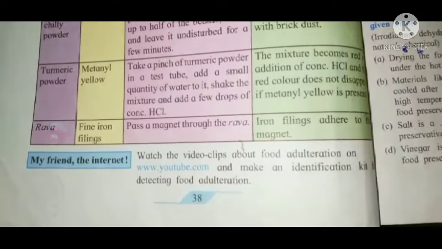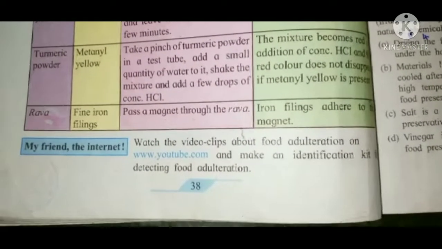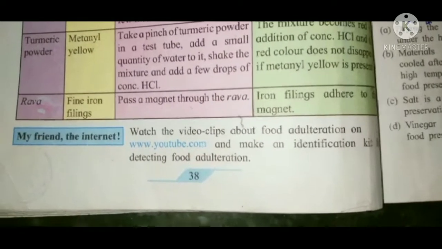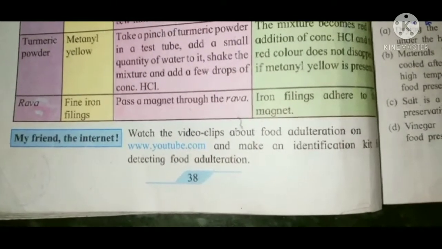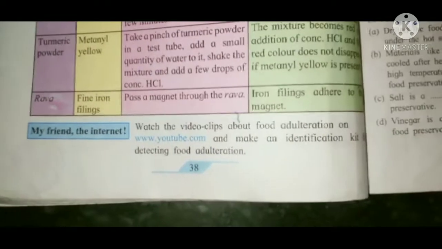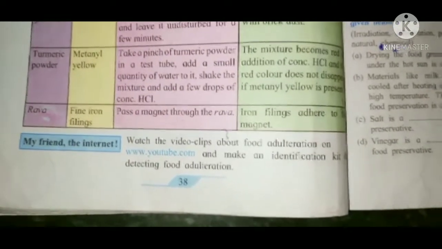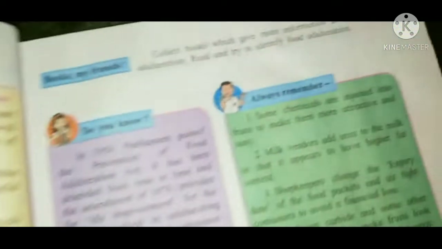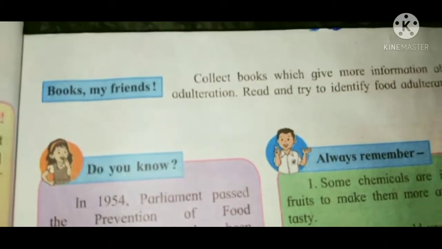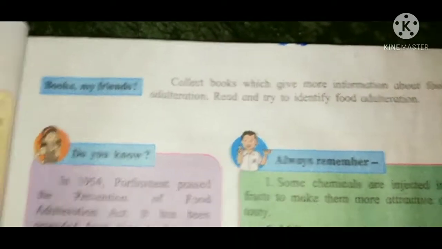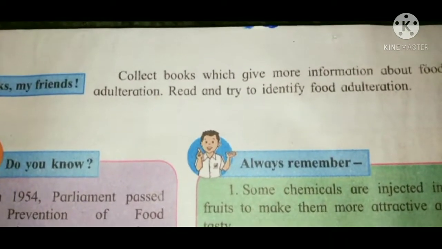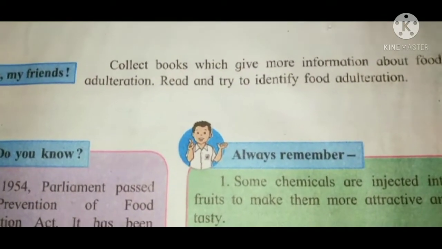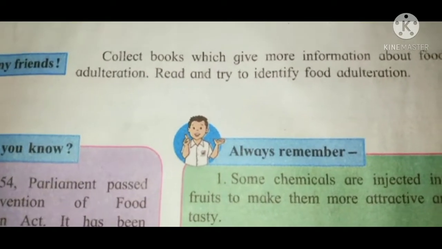Here they have given, my friend, the internet. Watch the video clips about food adulteration on this link and make the identification kit for detecting food adulteration. Come to page number 39. Books, my friend. Collect books which give more information about food adulteration. Read and try to identify food adulteration.